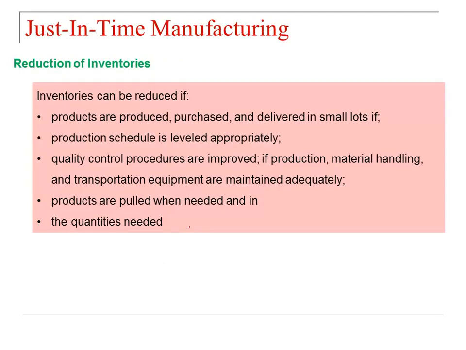So again, inventories can be reduced if products are produced, purchased, and delivered in small lots, so you don't have extra components waiting for you. Production schedule is very level. You have a good production schedule system that will balance the utilization of your machines, balance the utilization of your employees, and so on. Quality control procedures are improved if production, material handling, and transportation equipment are maintained. Products are pulled when needed and in the quantities needed. So that's why this pull system in just-in-time is very important.